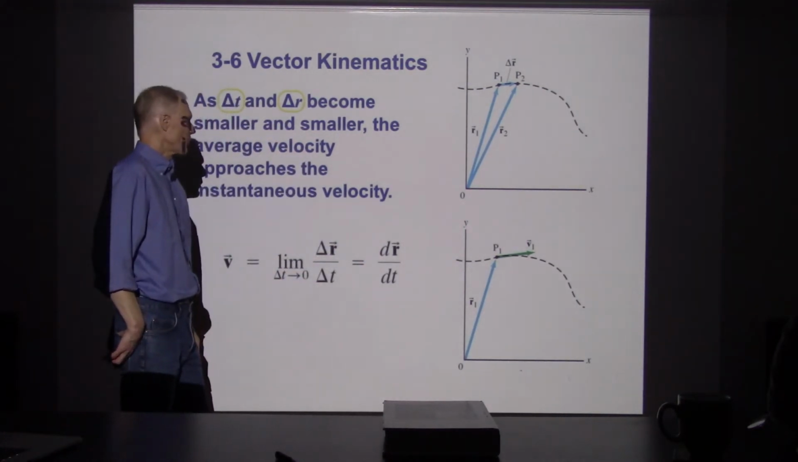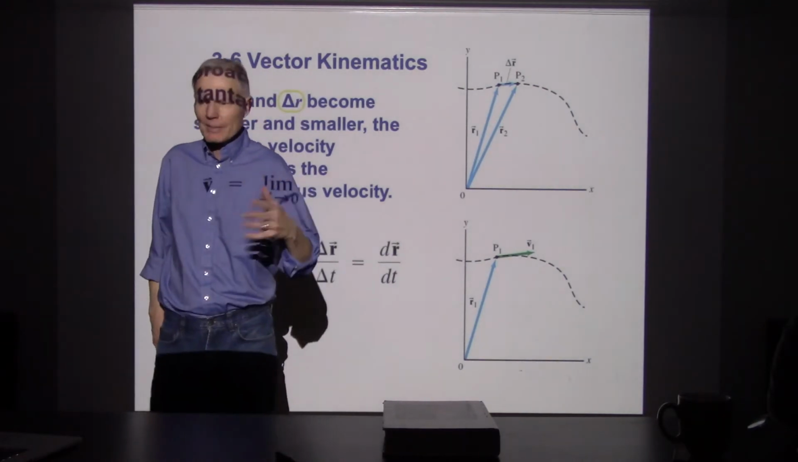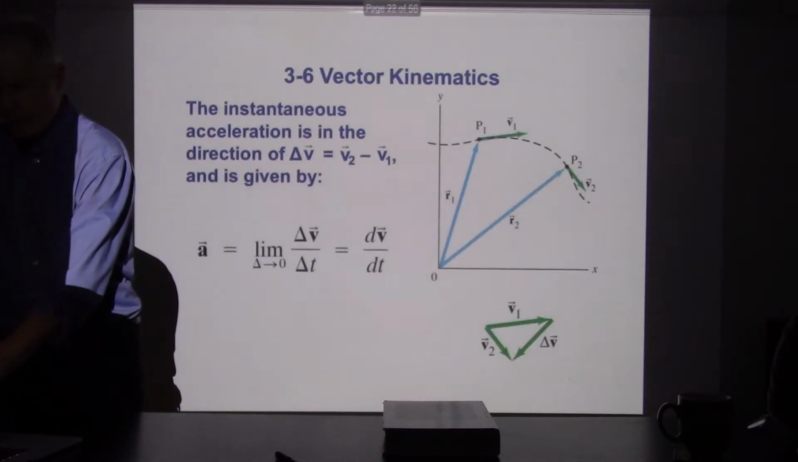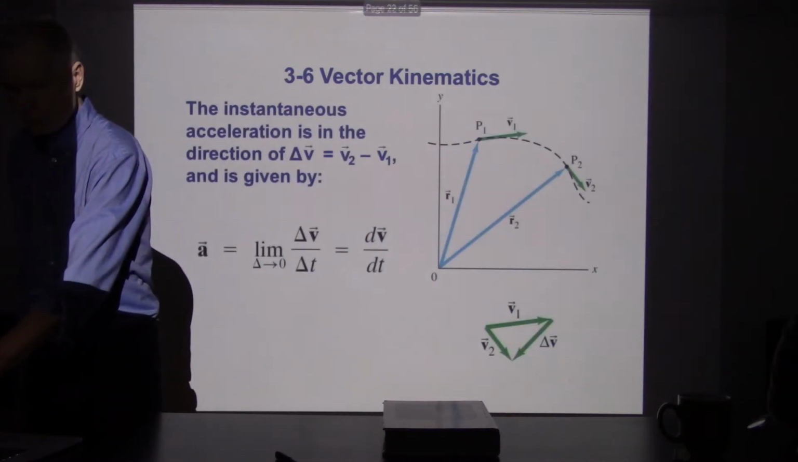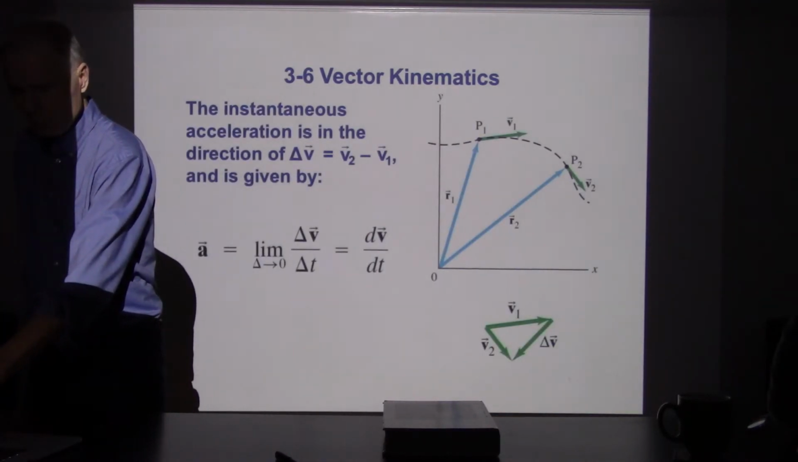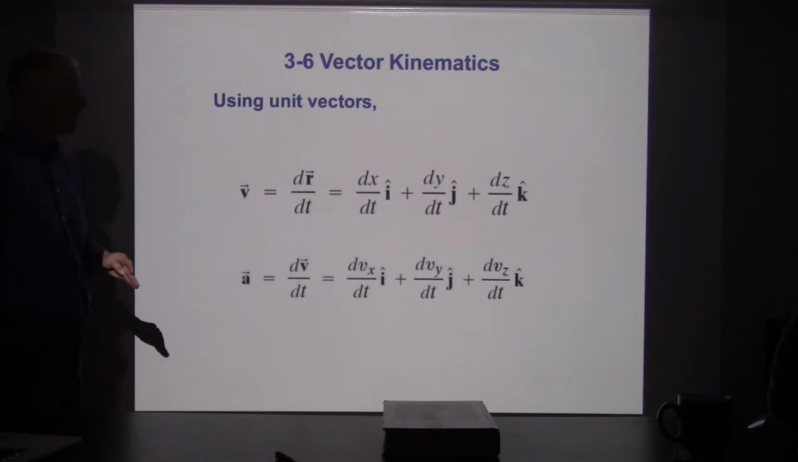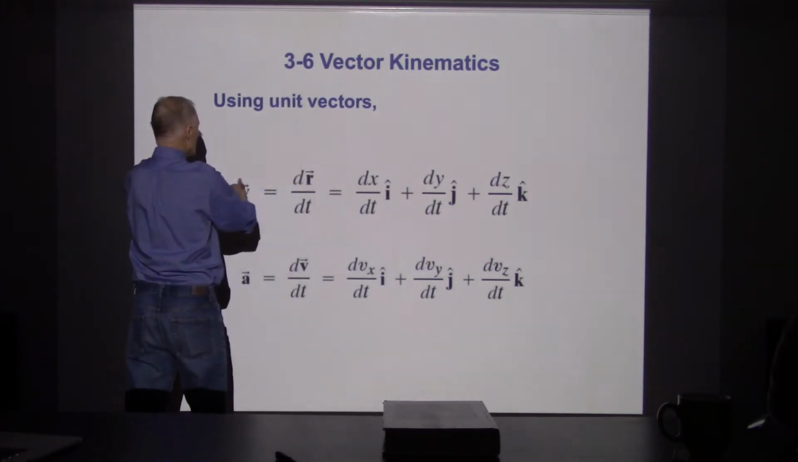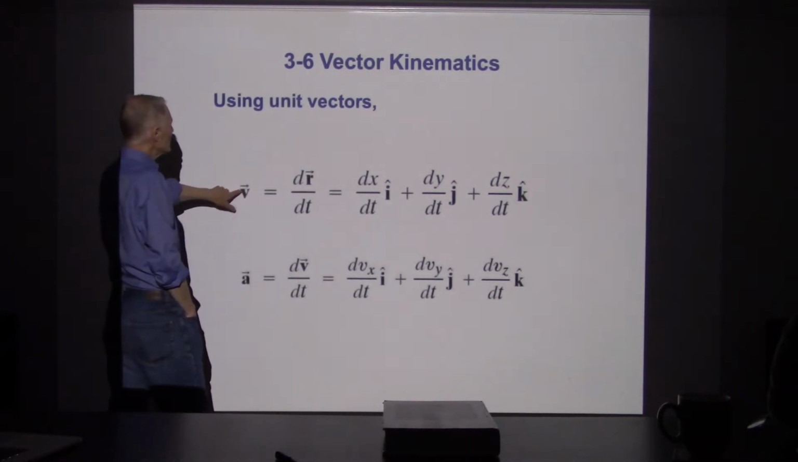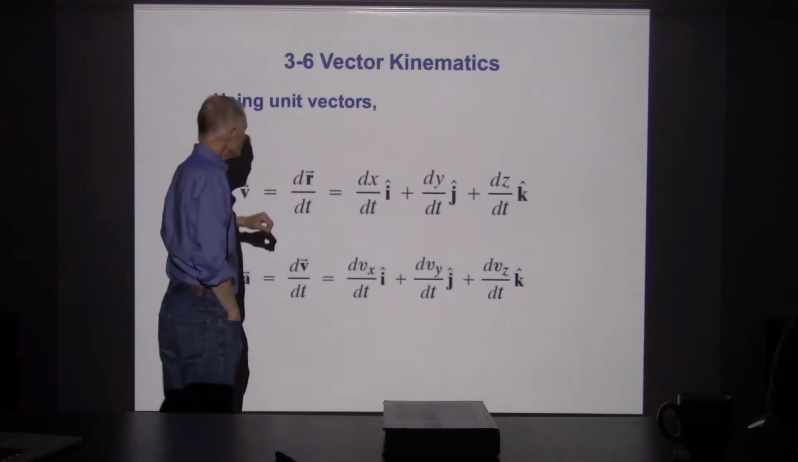Now you're wondering, how do I take a derivative of a vector? It's got all these components going on inside. We'll get to that here. So here is how taking derivatives works, just for convenience. We say that the velocity vector is the time derivative of the displacement vector.